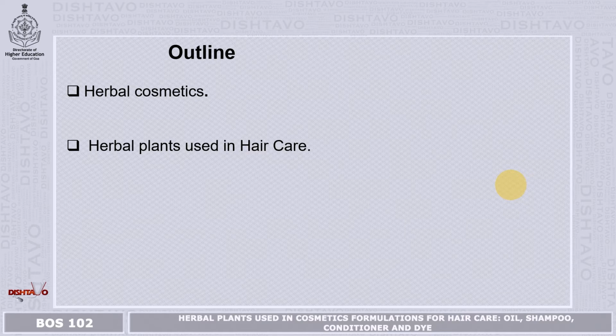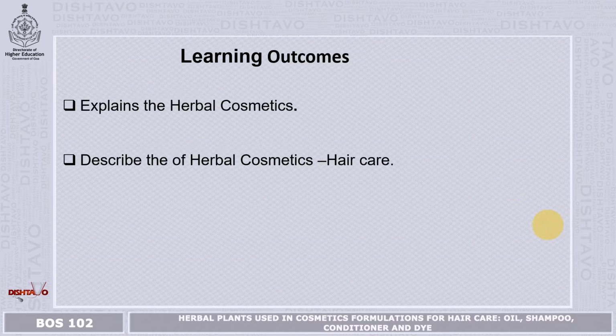Coming to the outline, in this module students will be able to learn what herbal cosmetics are and which herbal plants are used in hair care. At the end of this module, students will be able to explain what herbal cosmetics are. They will be able to describe herbal cosmetic plants and various preparations which are used in hair care.